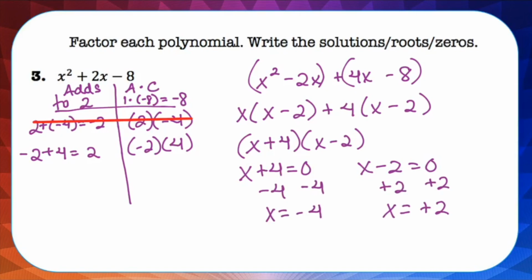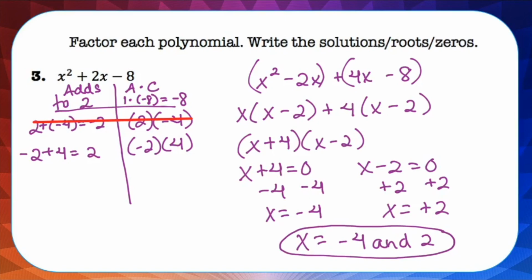So we subtract 4 on the left-hand side and get x equals -4, and we add 2 on the right-hand side, and we get x equals +2. So our two factors, our two roots, are x equals -4 and 2, and that's also known as the two solutions, or two zeros. So if you got this one right, good job.